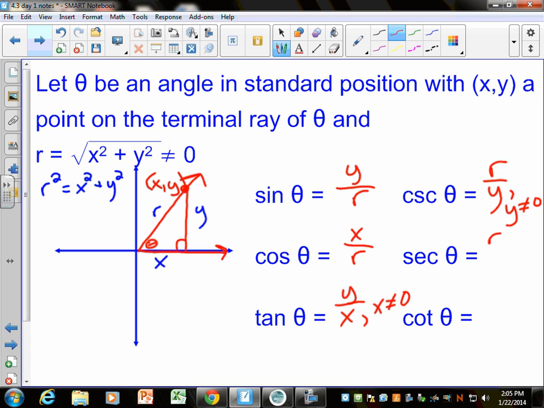Secant is r over x, but we have to say where x can't equal 0, and cotangent is x over y, where y can't equal 0.